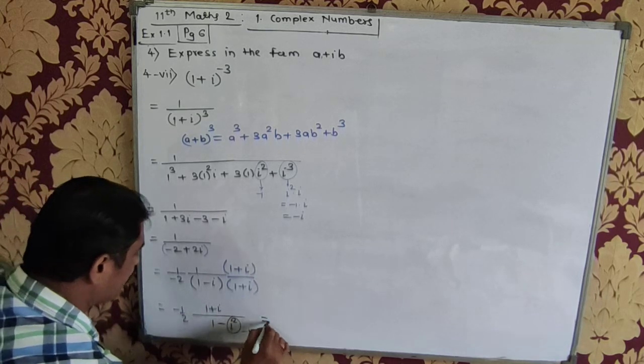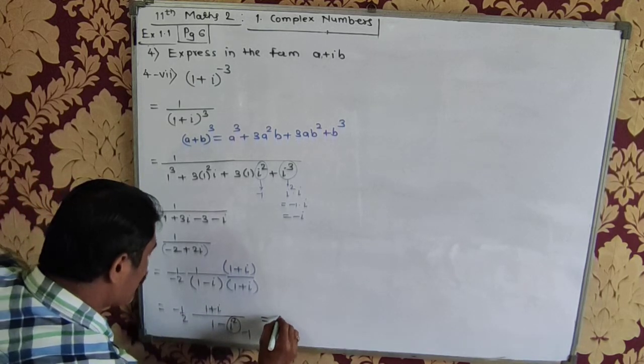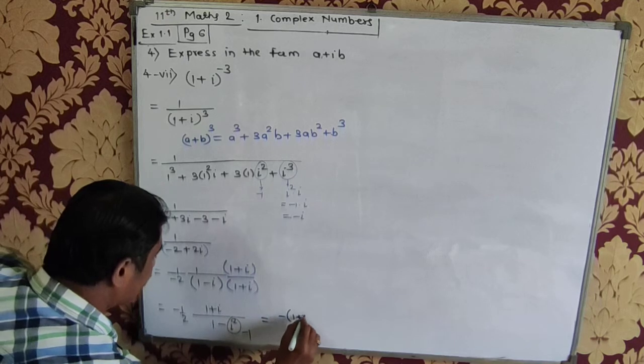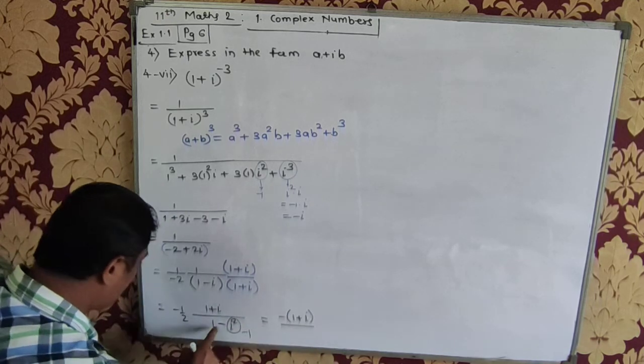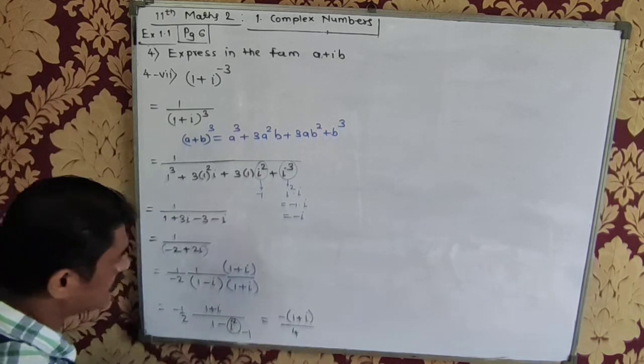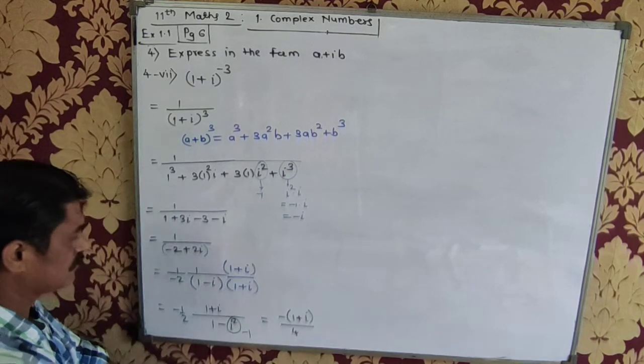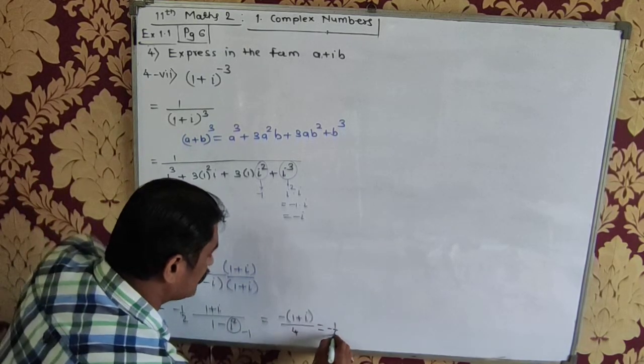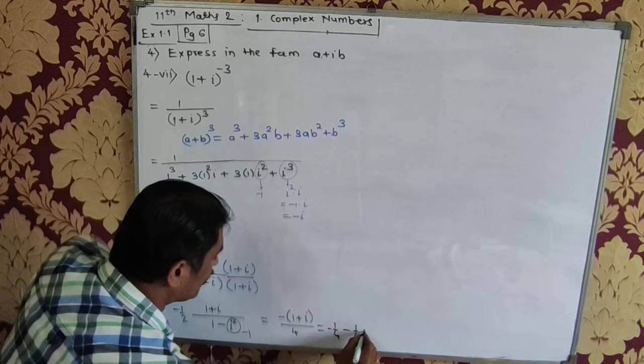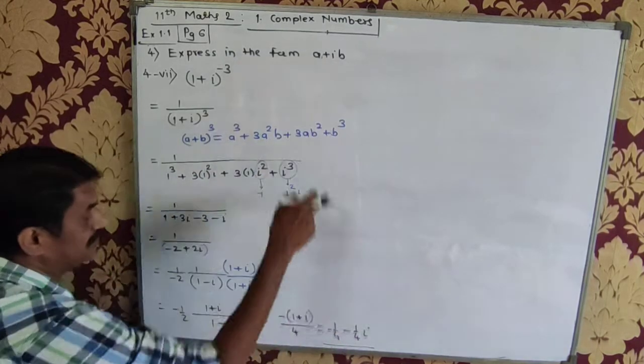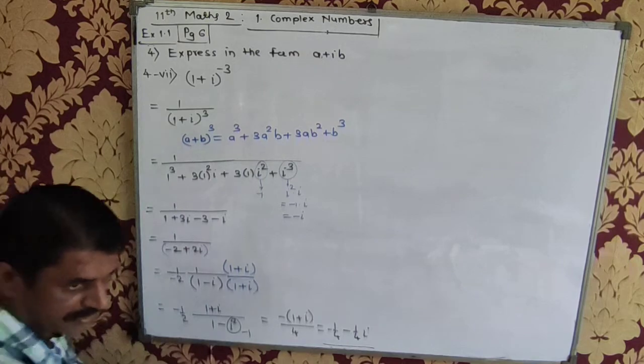So all in all what you get there? This is minus 1 upon 2, 1 plus i upon 2, so 4. Okay. If you want you can open this. This is minus 1 upon 4 minus 1 upon 4i. That's it. It is in the form a plus ib. Is this okay? Any doubts about that?